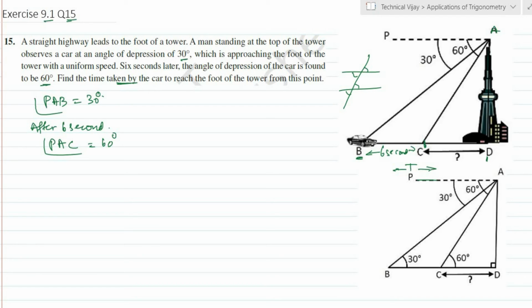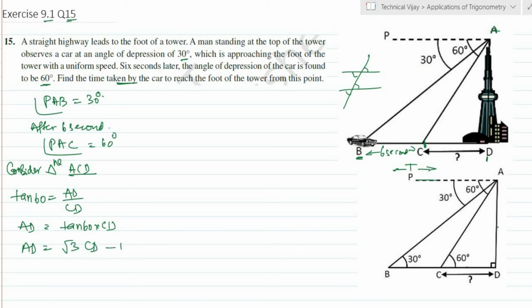We will consider the triangle ACD. From this triangle, this is opposite and this is adjacent, so we take tan of 60. Tan of 60 is equal to AD divided by CD. So AD is equal to tan of 60 into CD. Tan of 60 is root 3, so AD is root 3 into CD. This is equation 1.